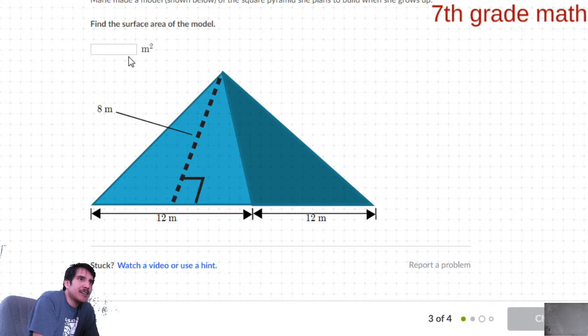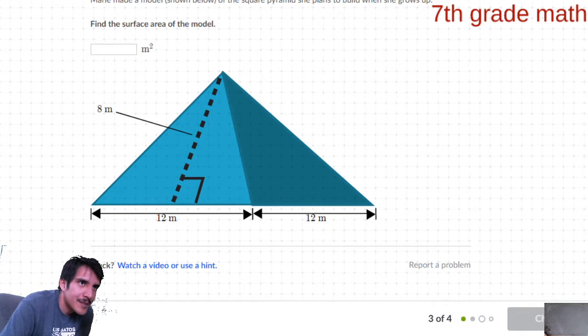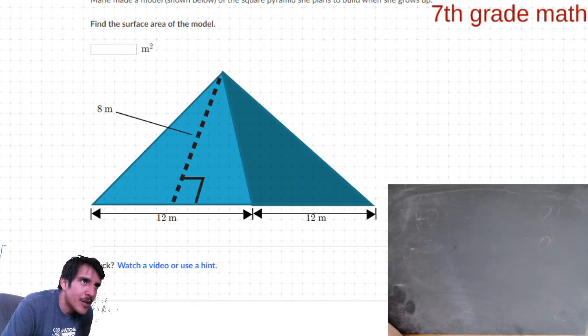Okay, we have a surface area of this model. We got a square pyramid. Let's draw what the net looks like. So from above, let's make this blackboard a little bigger. I'm going to draw the net of this.